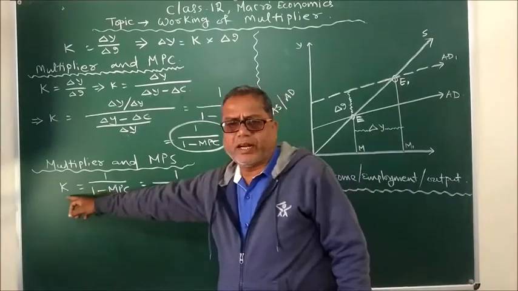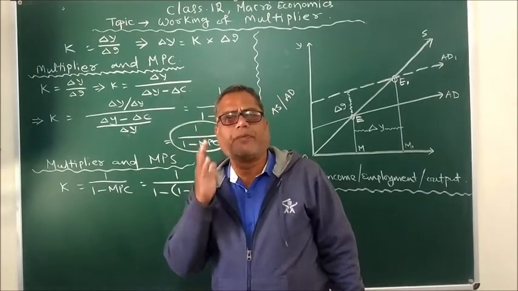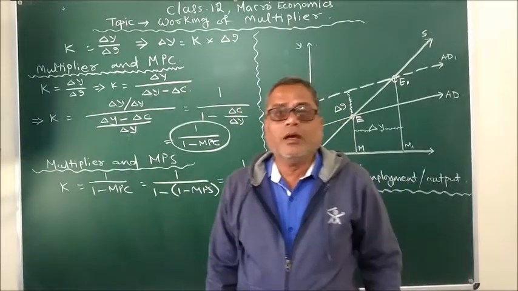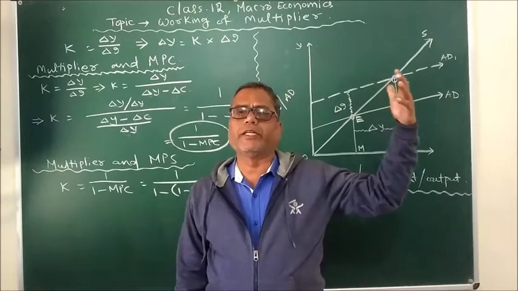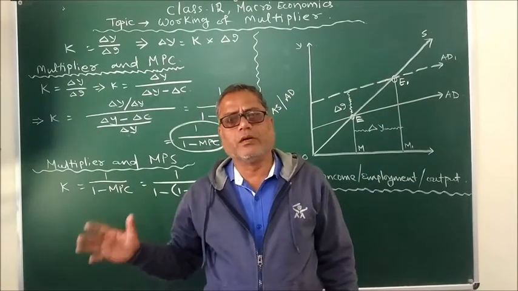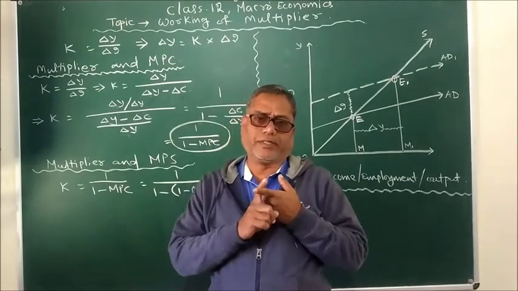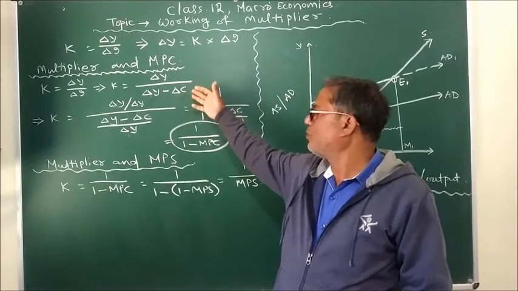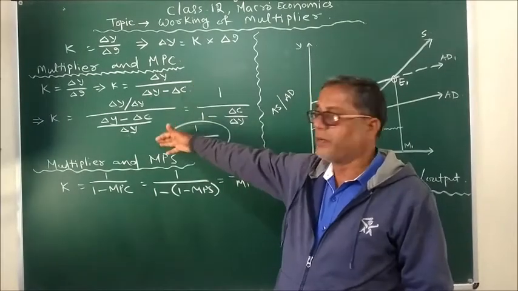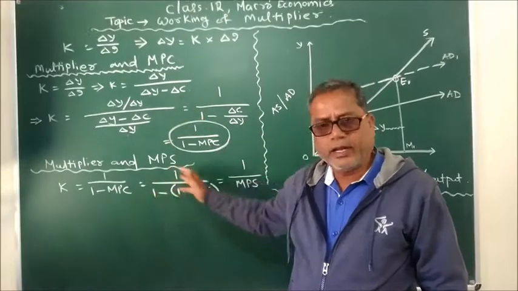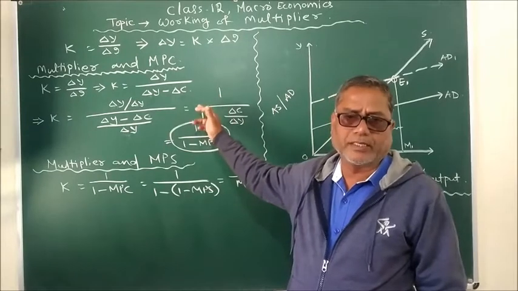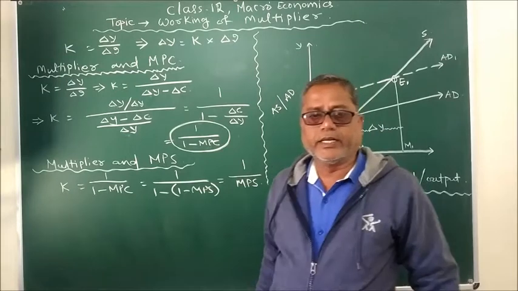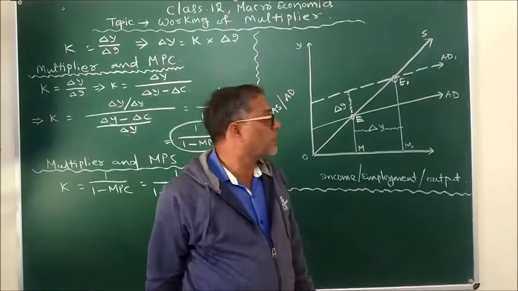So it suggests that there is a negative relationship between multiplier and marginal propensity to save. That means more is the marginal propensity to save, less would be the value of multiplier, and vice versa. So you may be asked in exam to find the relationship between multiplier and MPC or multiplier and MPS. That's why from exam point of view this concept is important. So try to understand. If you are getting any trouble, then don't hesitate to call me.